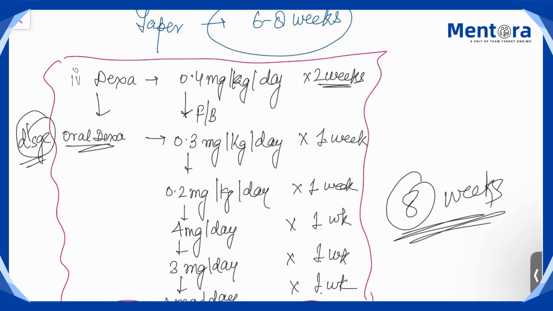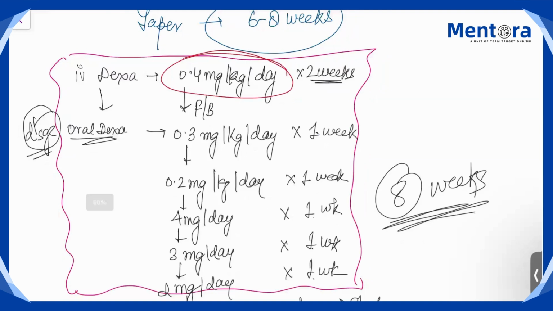Many different protocols are followed. Someone uses 8 milligram BD, someone uses 16 milligram TDS, someone uses 8 milligram TDS, someone may use 4 milligram BD. So don't do this malpractice. Follow this regimen. 0.4 milligram per kg per day. You have to stick to this. Okay. Consultants who randomly use, don't follow that protocol. You follow the standard protocol that is written in the textbooks. Okay, so it is to be given for 8 weeks.